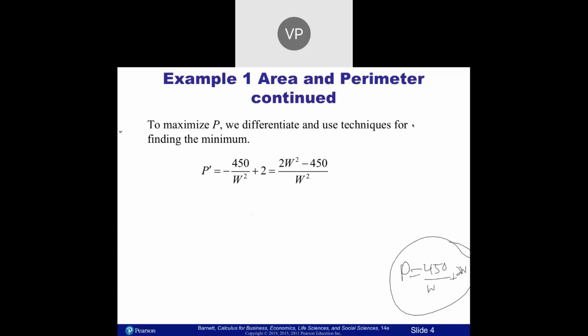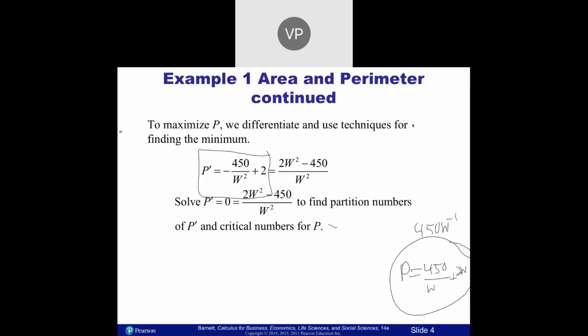Remember, that's 450 W to the negative 1. So I multiply by the negative 1, drop the power by 1, it's W to the negative 2. That's how I get this. And of course, the derivative of 2W is just 2. So this right here is the first derivative. And then what they did right here, just so you know, they got a common denominator and combined the tops. So either of these are fine. But what matters is what we do next.